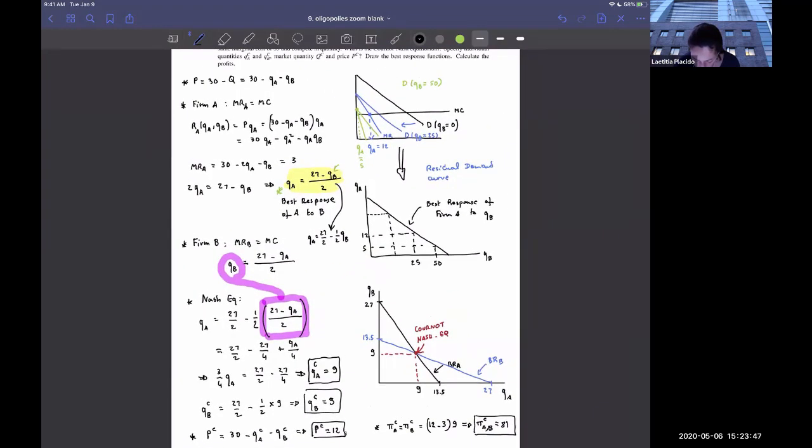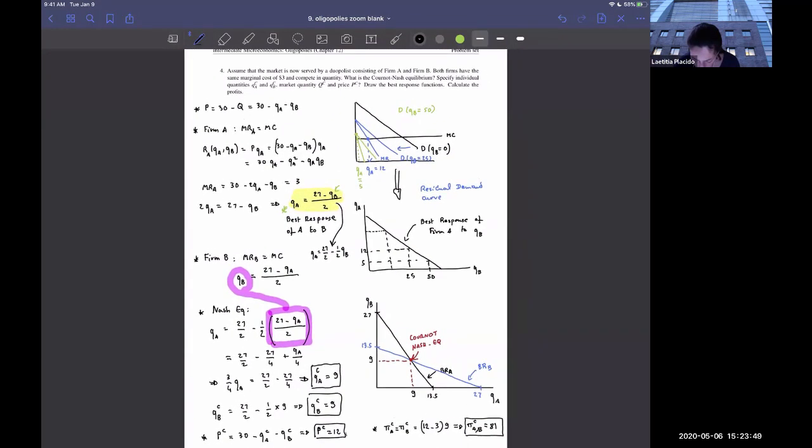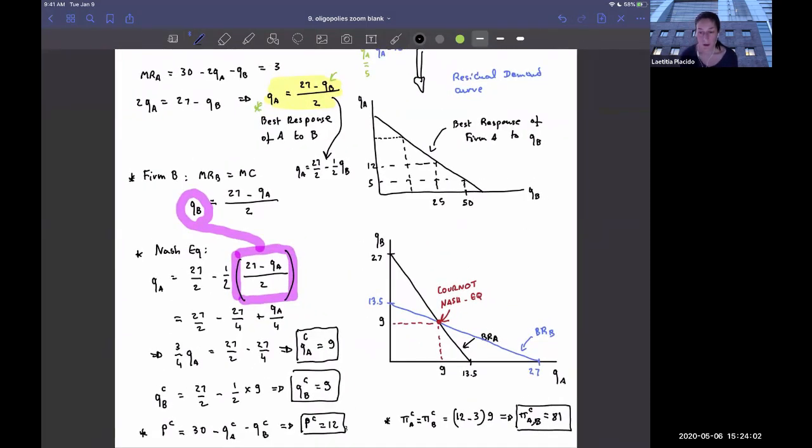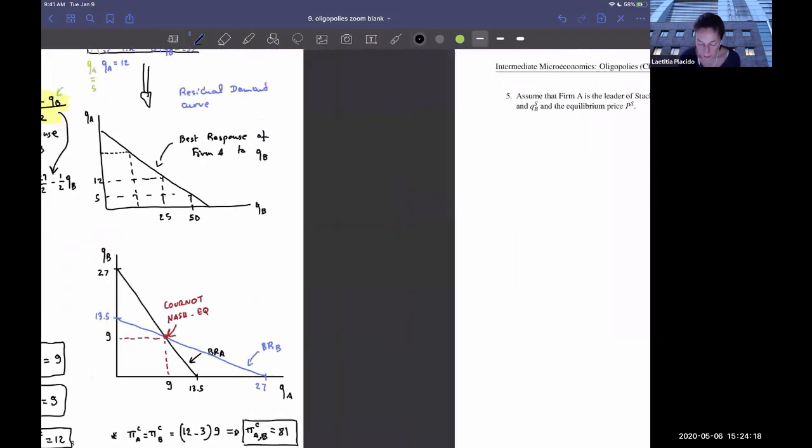So let's look at the question. I believe we answered everything: optimal quantity, price, best response functions, and profit. Do you have a question on this? All right, so we can move on. Next question.